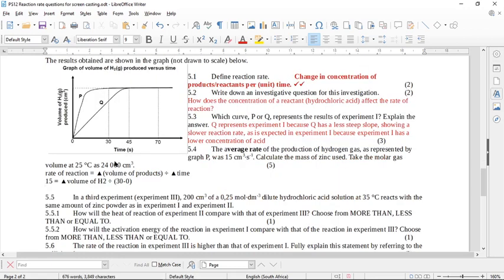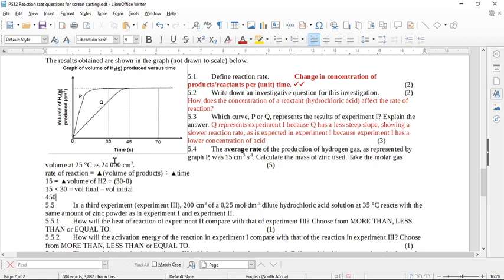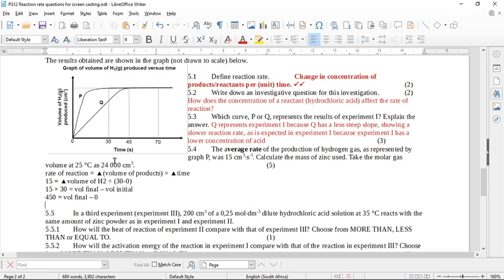So now by that thing algebra, it's going to be 15 times 30, because 30 minus 0 equals 30, equals the volume final minus the volume initial. So 15 times 30 I think is 450. I hope you're using your calculator. So this is going to be the volume final minus 0. So 450 cubic centimeters is the final volume of hydrogen.